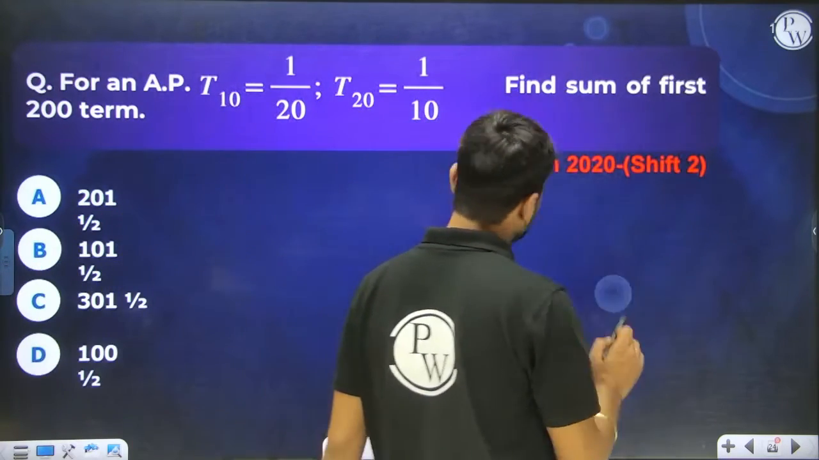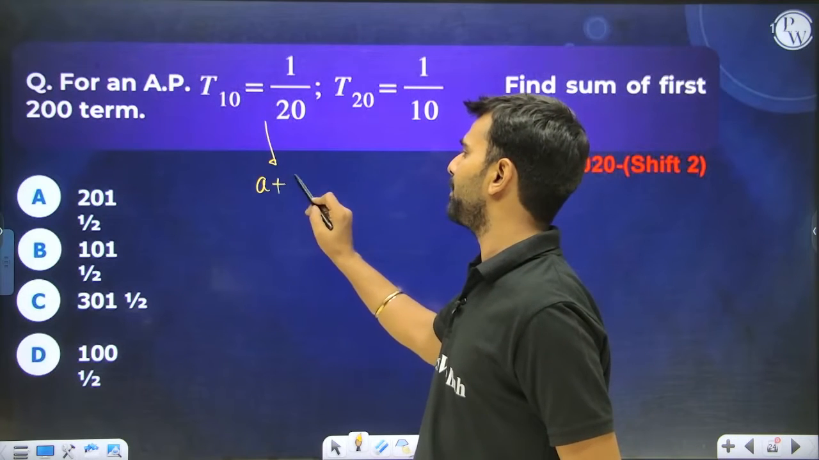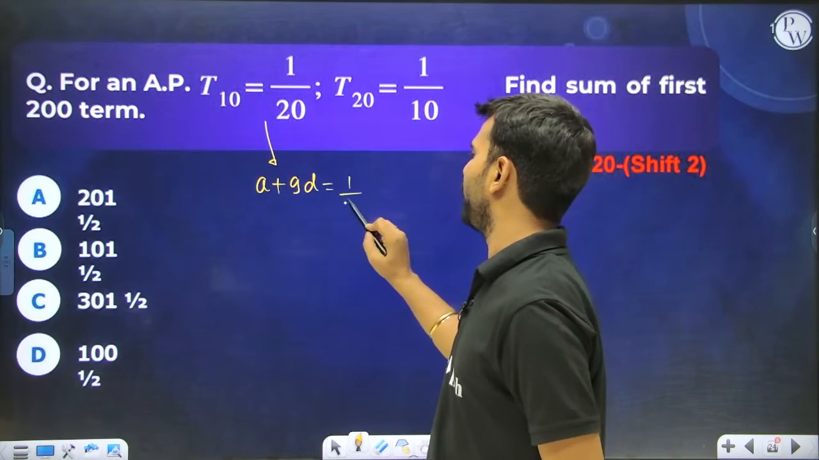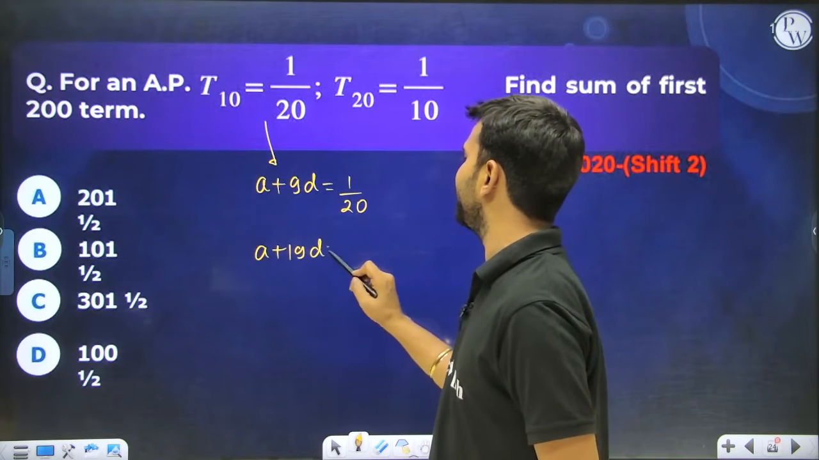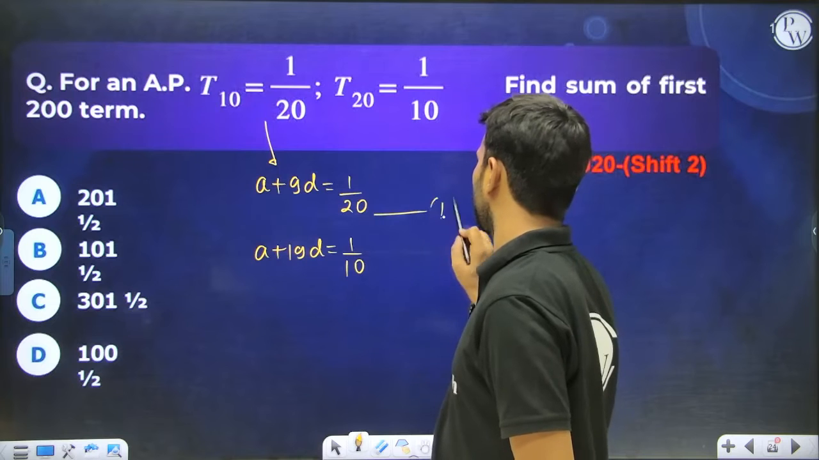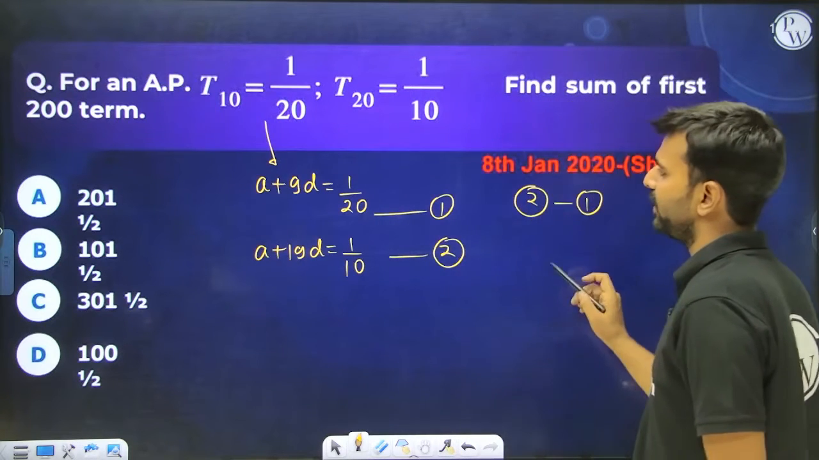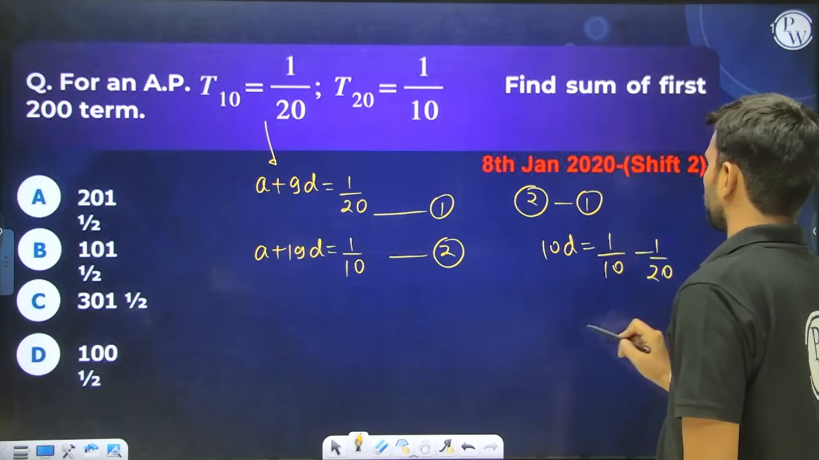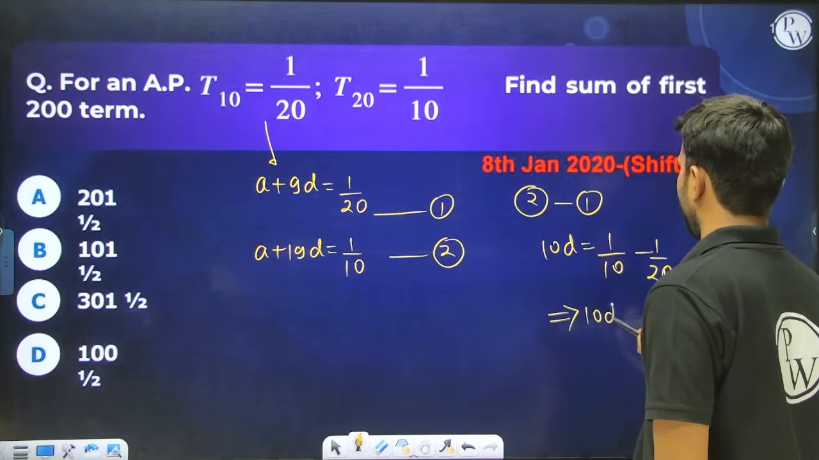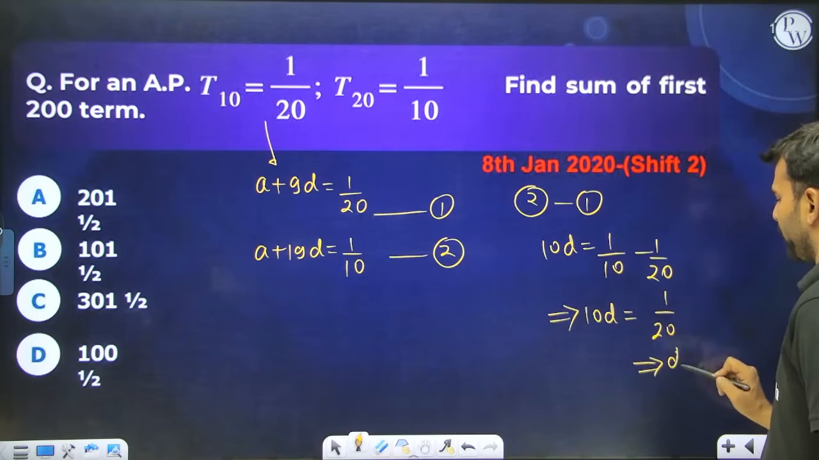Alright, moving on to the next problem, kids. For an AP, the 10th term T10 can be written as a plus 9d and its value is 1 by 20. The 20th term can be written as a plus 19d. If you subtract the first from the second, you get 10d equal to 1 by 10 minus 1 by 20. So 10d is equal to 1 by 20, so d is equal to 1 by 200.